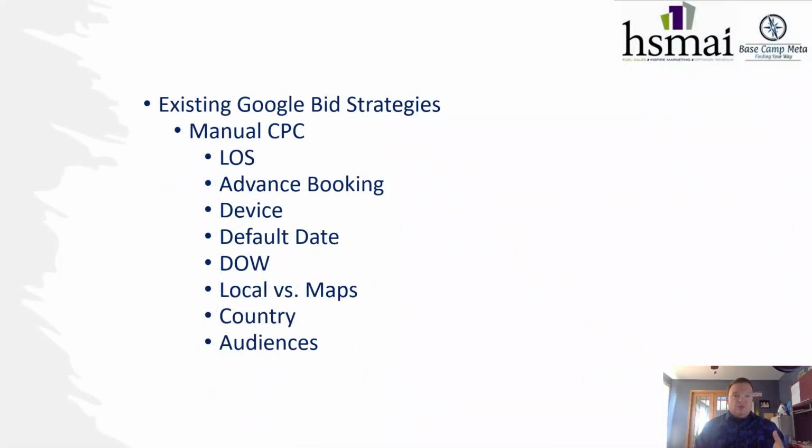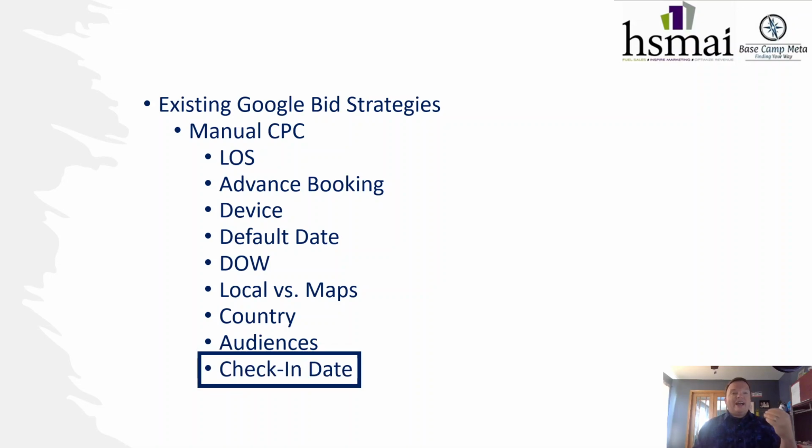Now let's first understand what this is, and to better understand that we have to think about what Google's existing bid strategy levers are. I'm talking about these from a manual cost per click strategy. There are various automated tools out there, and what they call CPA and commission models as well, and this doesn't apply as much to those. But if we're thinking about the manual levers, they include length of stay, advanced booking windows, device (mobile or desktop), your default date versus a traveler set date, day of week patterns, Google Local Universal as opposed to Google Maps, the country of origin, and even, if you're getting more advanced, Google audience profiles. You can use all of those levers.